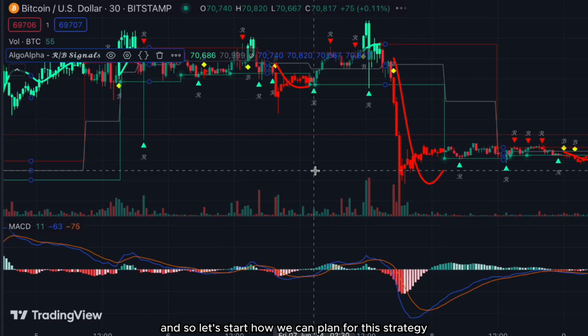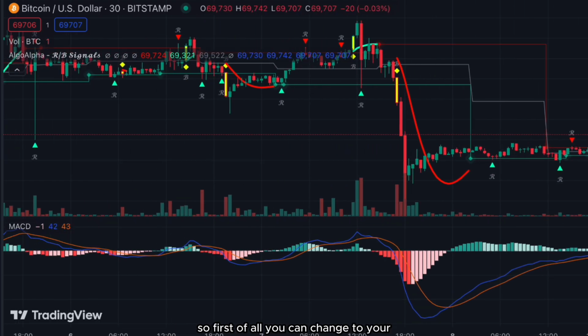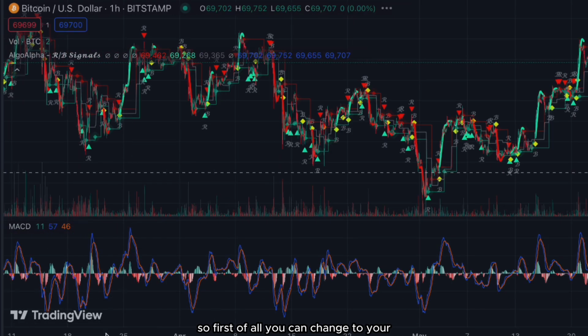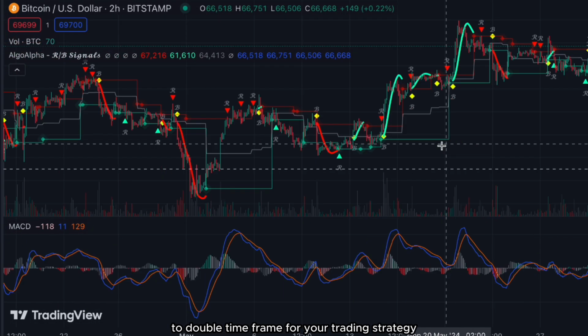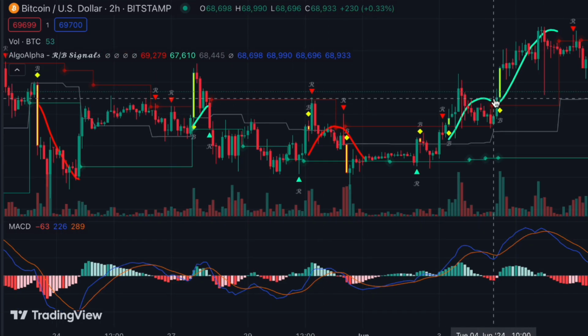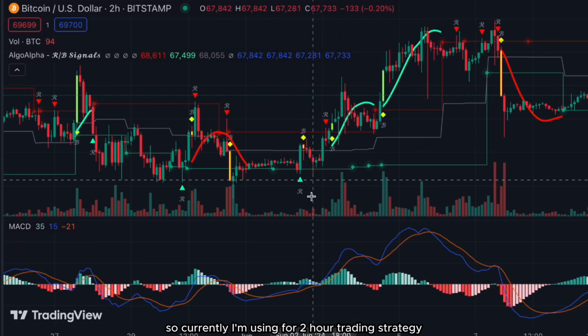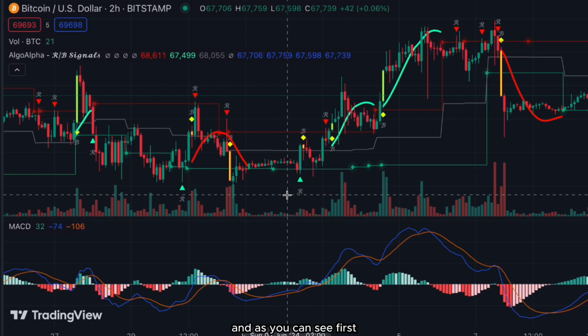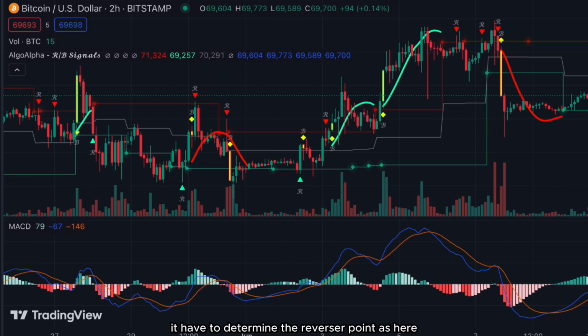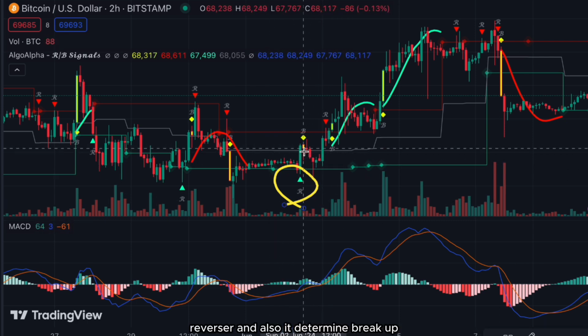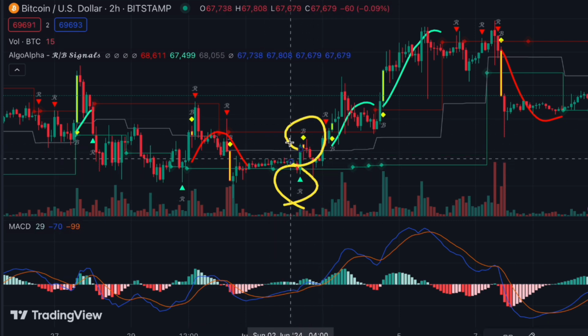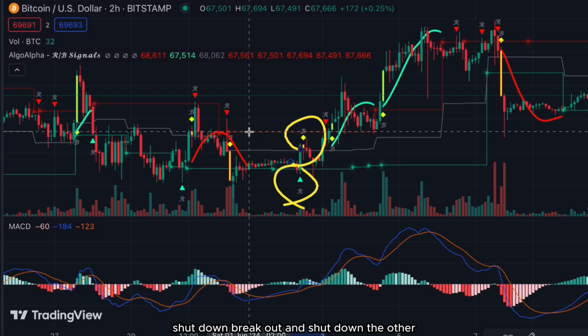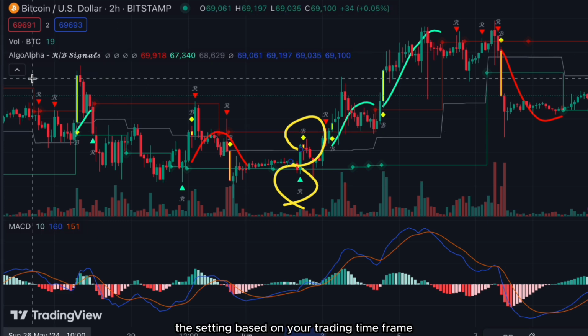And so let's start how we can plan for this strategy. First of all, you can change to your suitable time frame for your trading strategy. Currently I'm using a 2-hour trading strategy. And as you can see, first it helps to determine the reversal point, here, reversal, and it also determines a breakout, short-term breakout and short-term reversal. Make sure that you customize the setting based on your trading time frame.